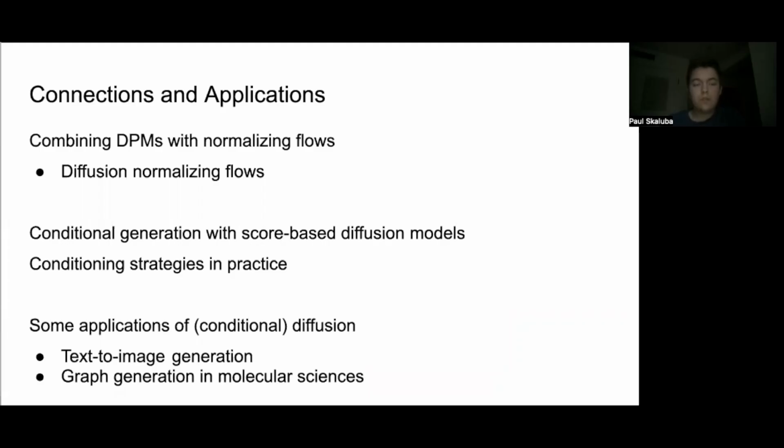Now that we've covered the underpinnings of diffusion models and strategies to denoise them, we take a look at select connections and applications. First, we look at combining diffusion probabilistic models with normalizing flows in a paper titled Diffusion Normalizing Flows. Second, we look at conditional generation with score-based diffusion models, as well as conditioning strategies in practice. Finally, we look at some applications of usually conditional diffusion, observing it for tasks like text-to-image generation and graph generation in the molecular sciences.